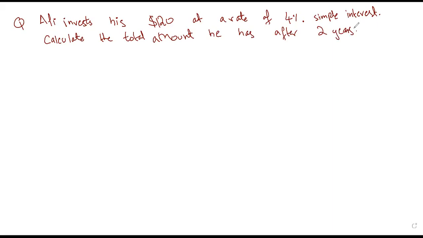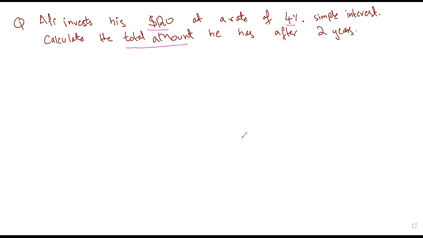So basically, there's a guy who invests $120 at a rate of 4% simple interest. Calculate the total amount. So what is given? Initial amount and interest rate is given, okay? And you need to calculate the total amount at the end of 2 years. Okay, so how do we do that?